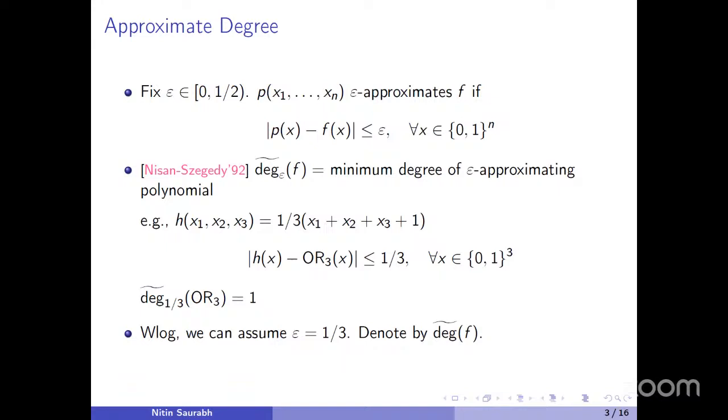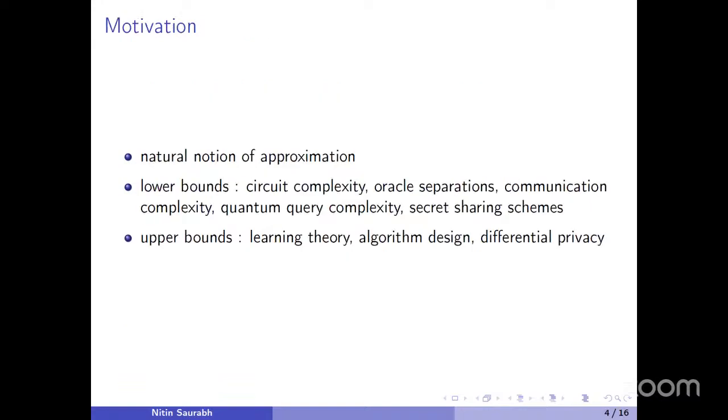So for example, this linear polynomial over 3 variables approximates OR on 3 variables within error 1/3, whereas in the previous slide I quickly mentioned that OR has full degree n. So over 3 variables it has full degree 3. Without loss of generality, we will assume that epsilon is 1/3 throughout this talk, and approximate degree will be denoted by this tilde degree f. Great. So why approximate degree? It's of course a natural mathematical notion of approximation.